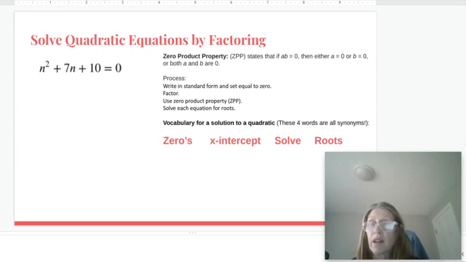solutions. So there are synonyms for solving or solution, and those synonyms are called the zeros, the x-intercepts, or sometimes they're also referred to as the roots.